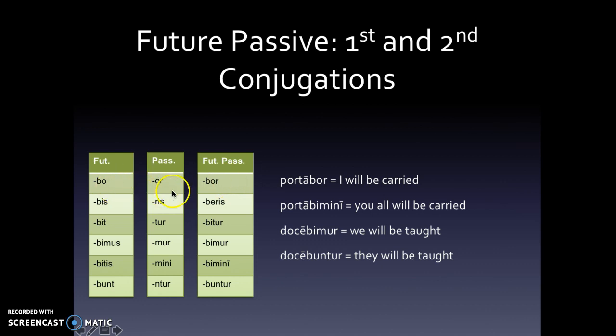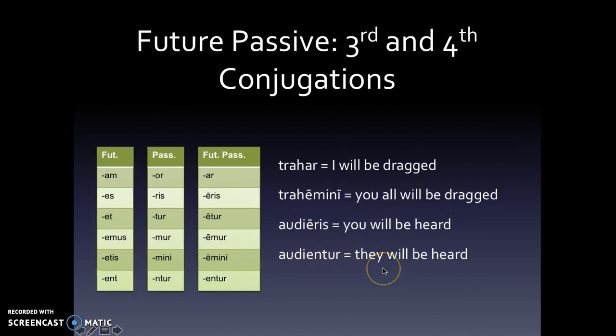Bo and or become bore. Bis, ris become beris. Then we've got bitor, bimor, bimini, and buntor. For example, porta bor is I will be carried. Porta bimini, you all will be carried. Doke bimor, we will be taught. Doke buntor, they will be taught.